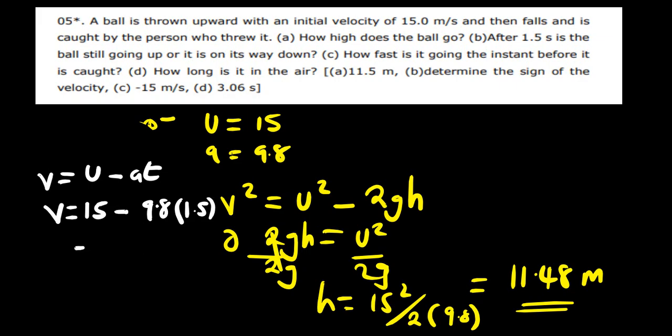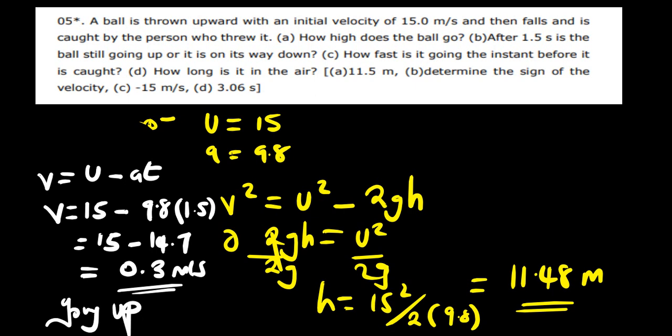Then you solve: 15 minus 9.8 multiplied by 1.5 is 14.7. Then when you subtract the 2, I'm getting 0.3 meters per second. Now, since the velocity itself is positive, what this means is that the ball is still going up. Okay, so the ball is going up.